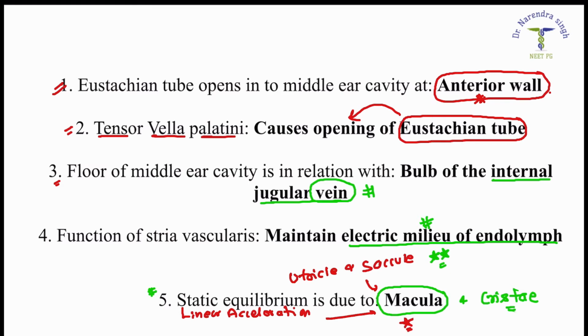The second component is cristae. Cristae, as we can see, are present inside the semicircular canal. C for C, cristae are inside the semicircular canal, and these are responsible for rotational and angular movement. Which one? Rotational and angular movement.